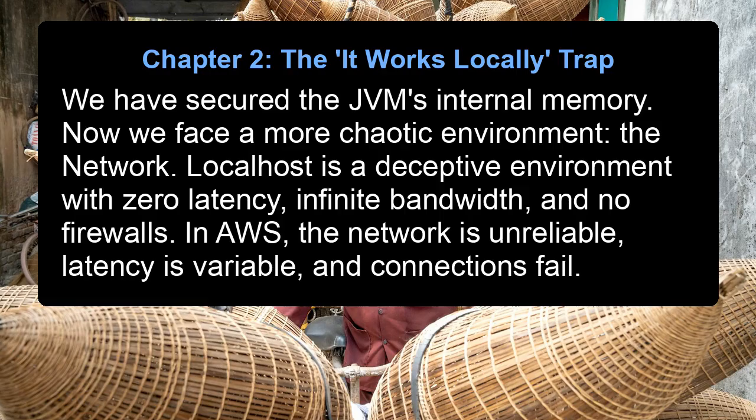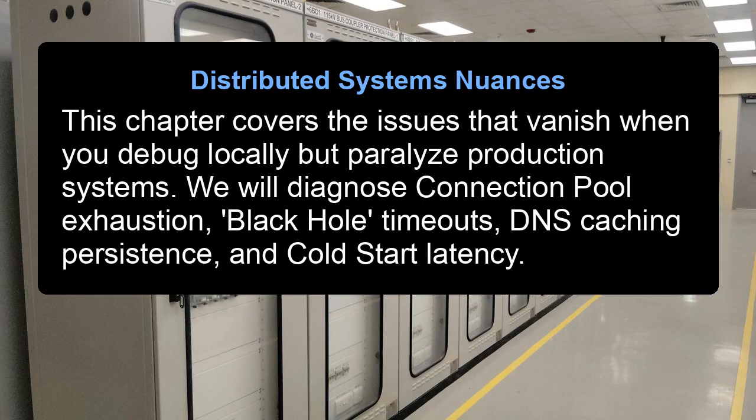Chapter 2, the It Works Locally Trap. We have secured the JVM's internal memory. Now we face a more chaotic environment, the network. Localhost is a deceptive environment with zero latency, infinite bandwidth, and no firewalls. In AWS, the network is unreliable, latency is variable, and connections fail. Distributed systems nuances. This chapter covers the issues that vanish when you debug locally but paralyze production systems. We will diagnose connection pool exhaustion, black hole timeouts, DNS caching persistence, and cold start latency.